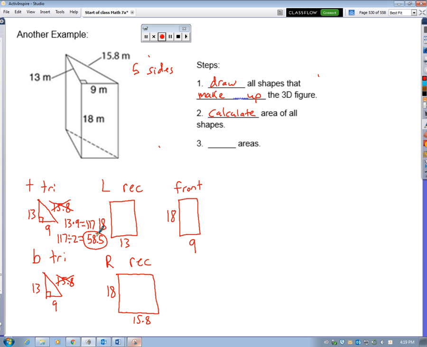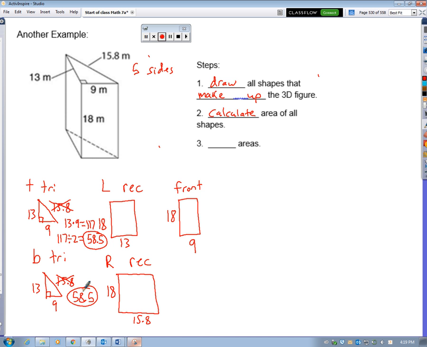Okay, now circle that. That's my area of the triangle. Again, I'm just following the triangle formula: base times height, and then take your answer, divide that by 2. Alright, so 58.5 for this triangle, 58.5 for the area of this other triangle.